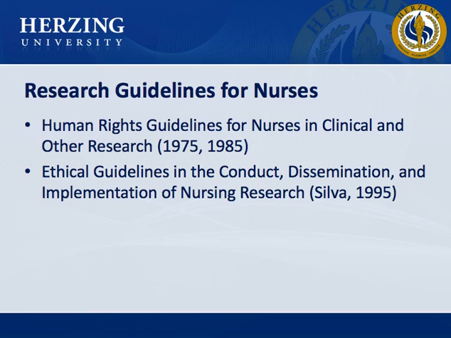Research guidelines for nurses include human rights guidelines for nurses in clinical and other research. It was originally 1975 and then revised in 1985. It protects subjects from harm, ensures privacy, preserves subjects' dignity, and keeps nurses fully informed. Also, the ethical guidelines in conduct, dissemination, and implementation of nursing research by Silva in 1995 stresses research integrity and reporting of scientific misconduct.